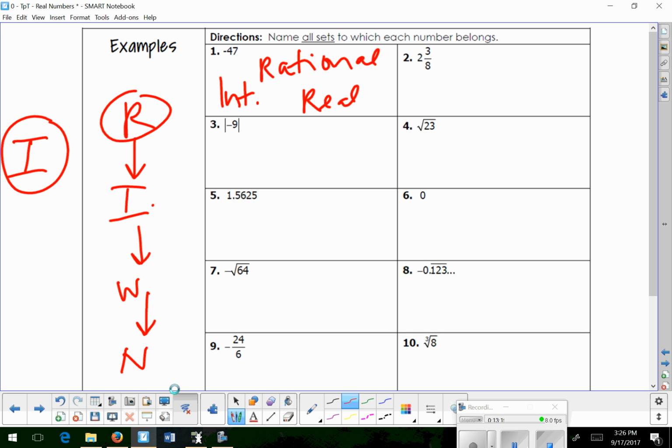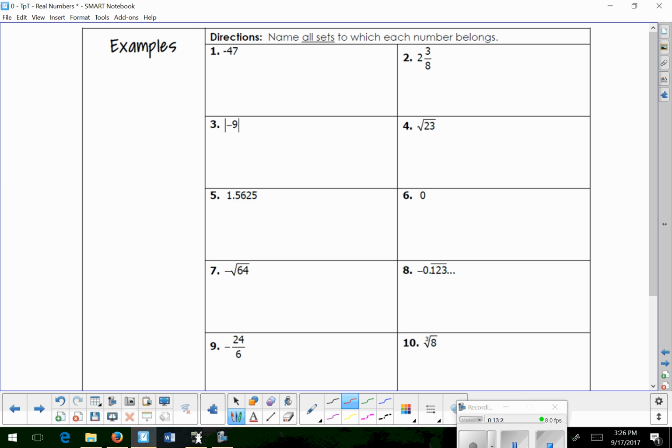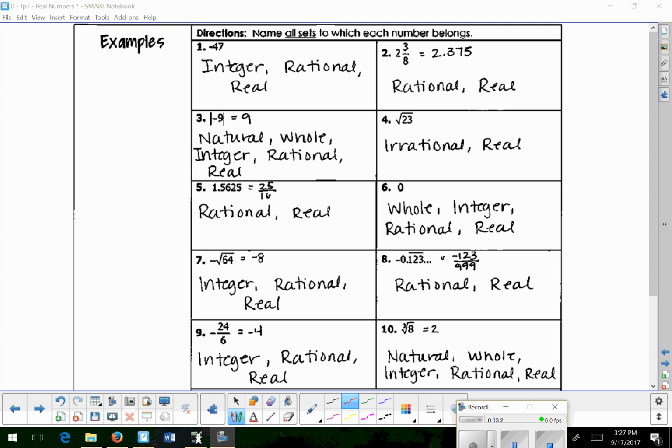Why don't you give the rest of these a try and pause the video, and then I'll put up the solutions. So here are the solutions in any order. The vocabulary can be in any order, but it will contain all of the vocabulary that pertains to each value. So you'll notice with question number 3, I started off with a negative sign in the actual question, but because the absolute value of -9 is actually equivalent to +9, then it would be an integer because it's equal to a positive value. And it is positive, therefore it's also a whole, right? And because it's not a 0, it's also natural.